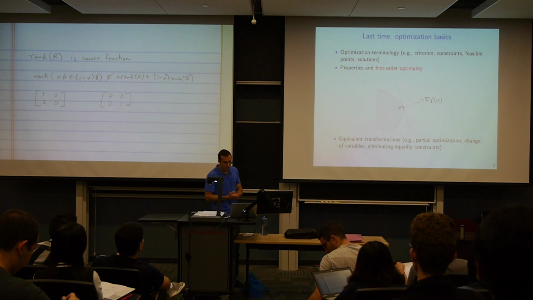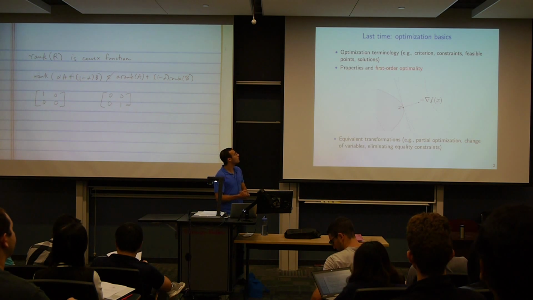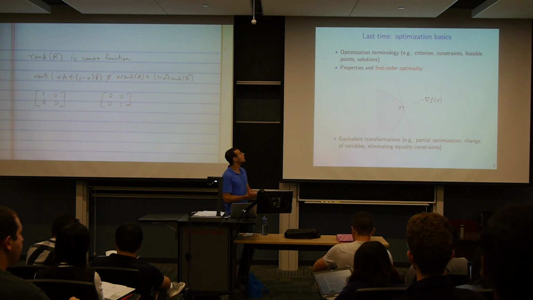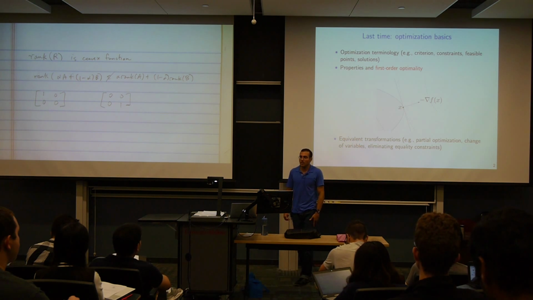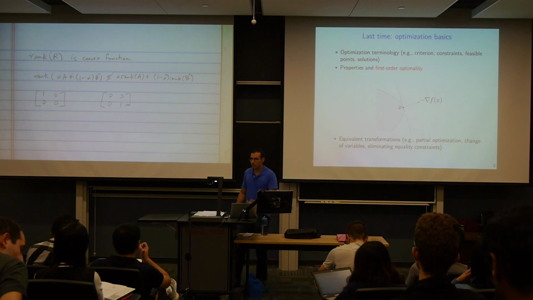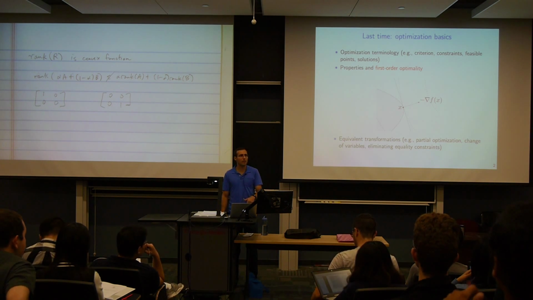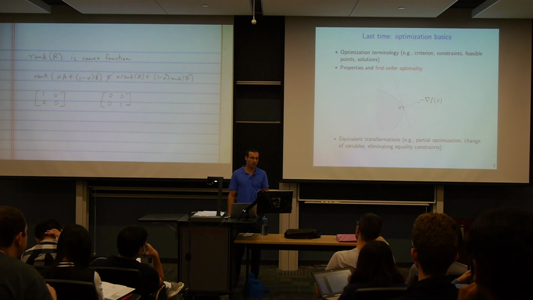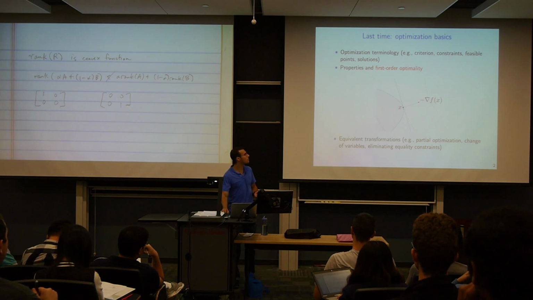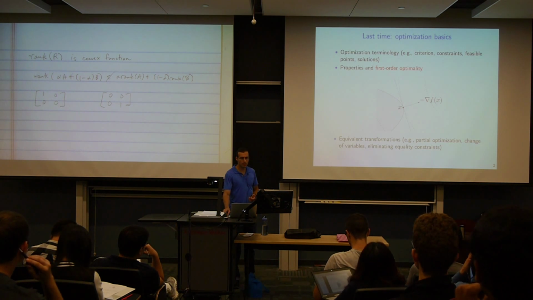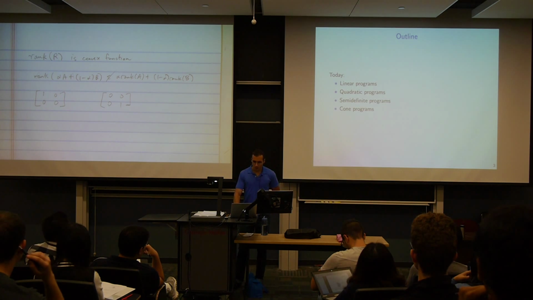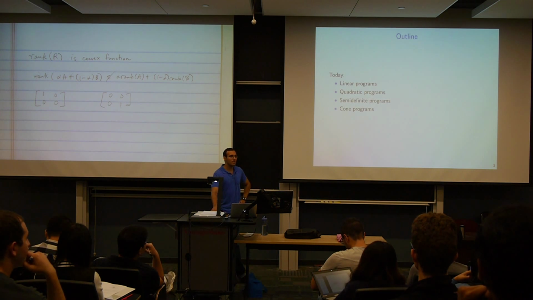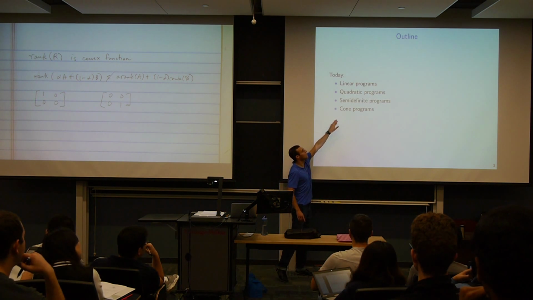Last time we went over, I'll just very briefly say it, optimization terminology, properties, and first order optimality. This was the big thing we learned: how you can characterize the solution to a smooth convex problem if the criterion function was smooth. Remember we had a formulation for that. And then a bunch of equivalent transformations that we saw at the end, including relaxations, which we just talked about. So today we're going to talk about LPs, QPs, SDPs, and cone problems.